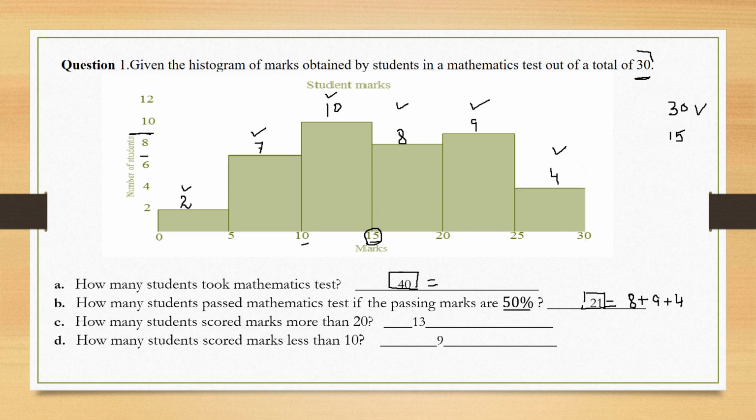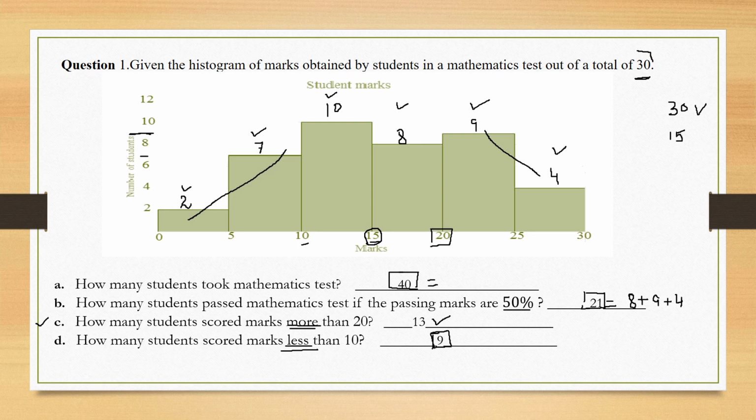Now look at part C. How many students scored marks more than 20? Since 20 is here, for more than 20 we take these two numbers. So 9 plus 4 is equal to 13. And how many students scored less than 10? Here 10 is here, so we take the last two numbers, 7 plus 2 is equal to 9. These are the students whose scores are less than 10.